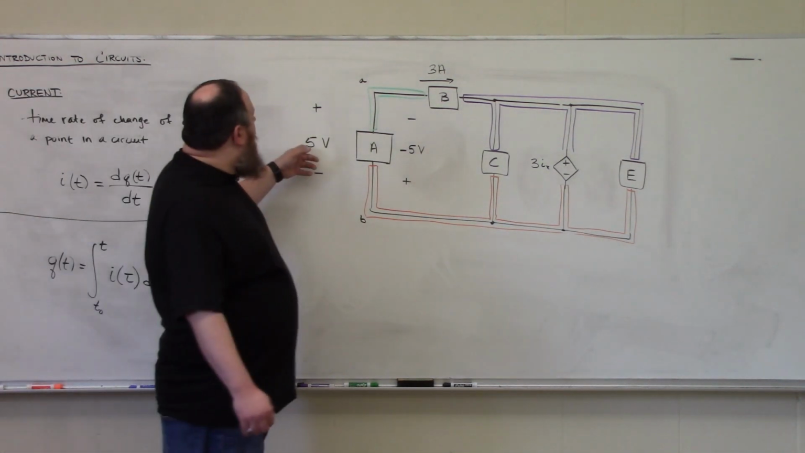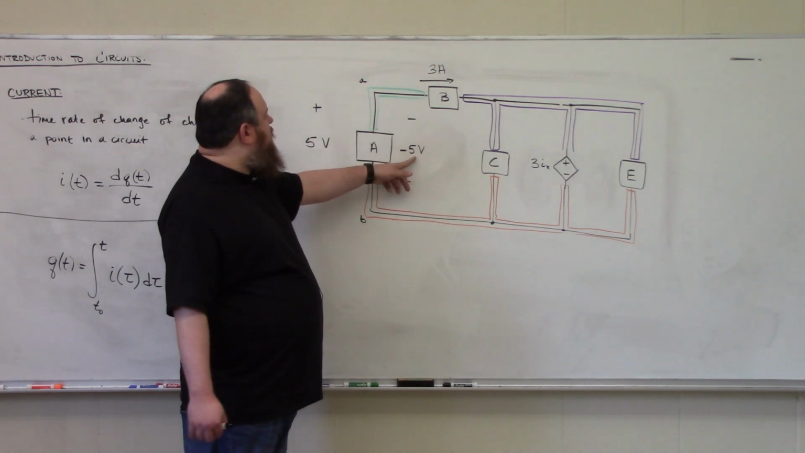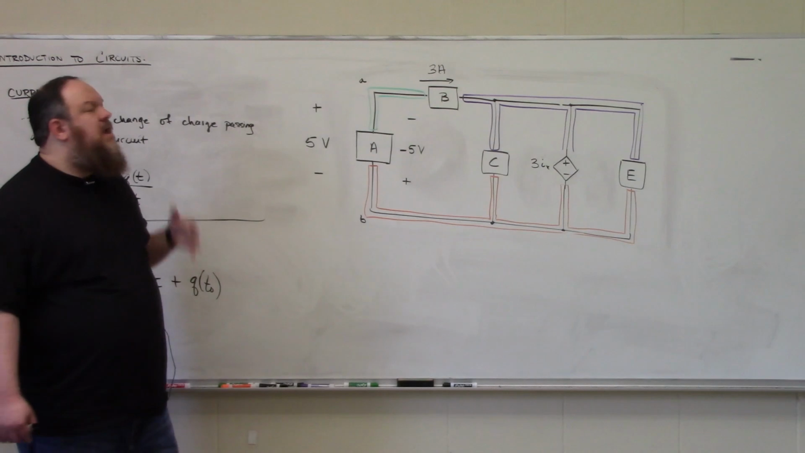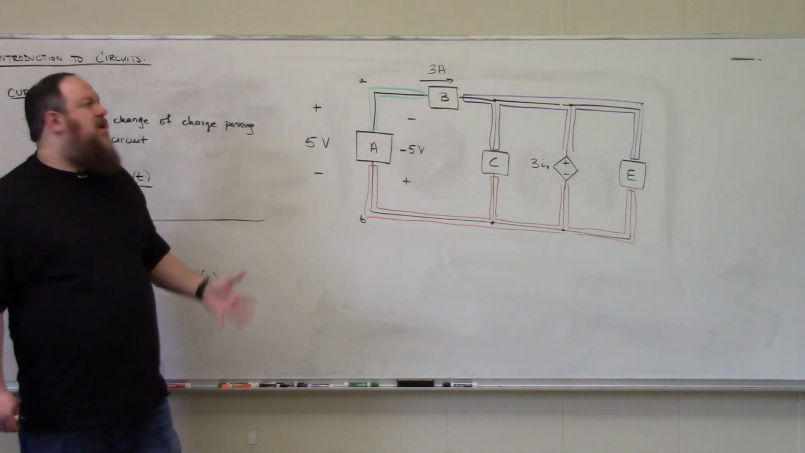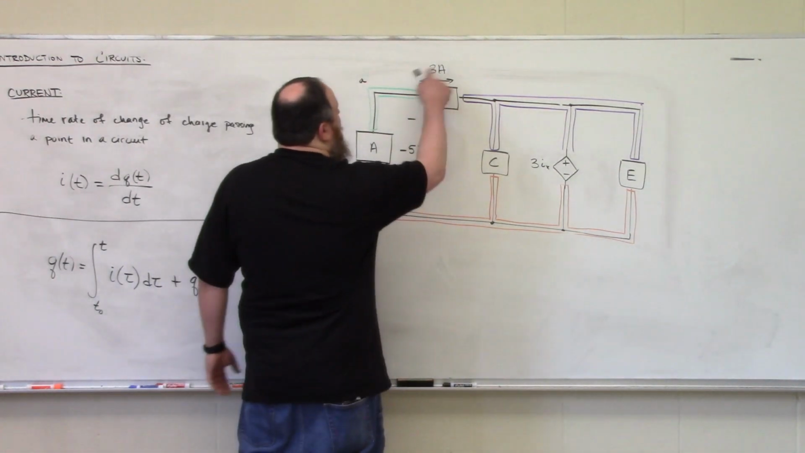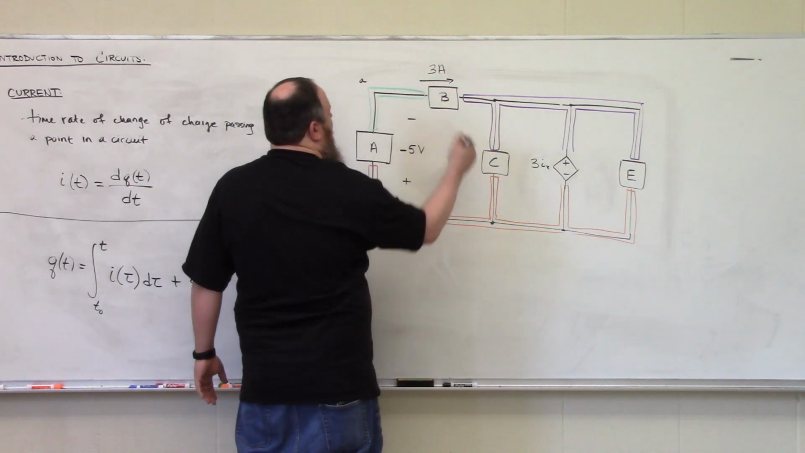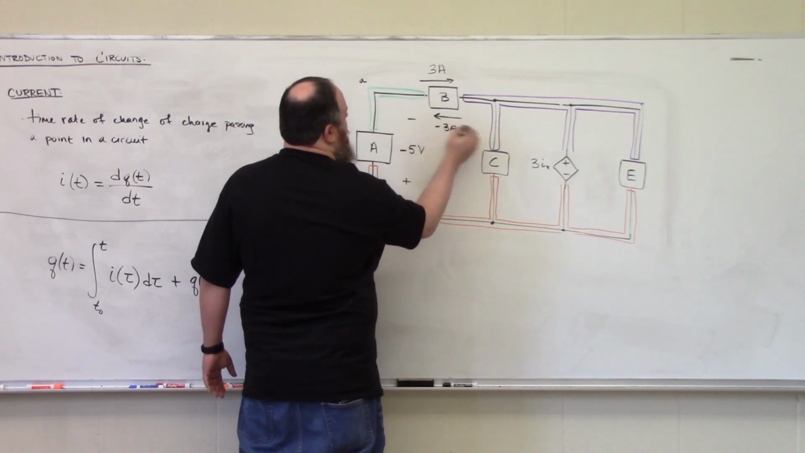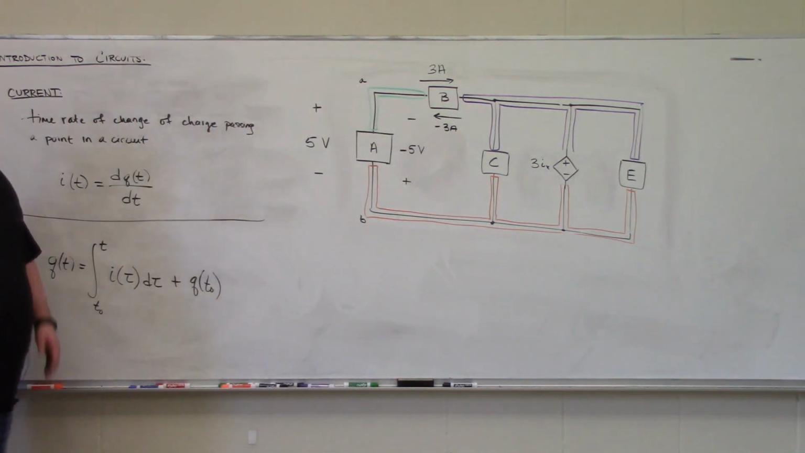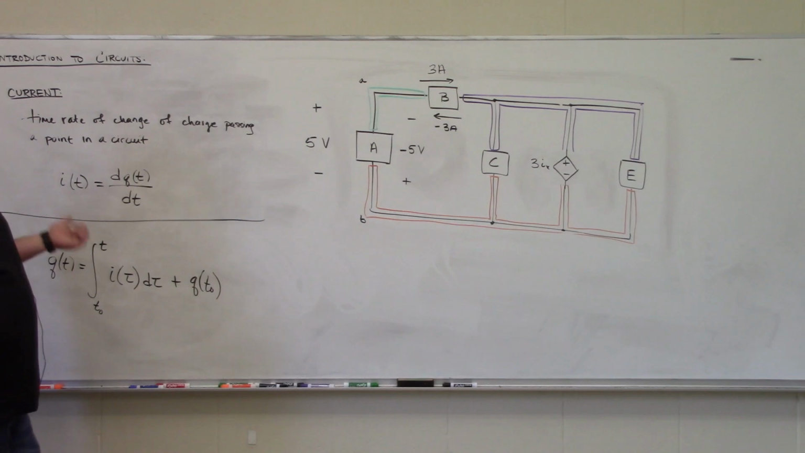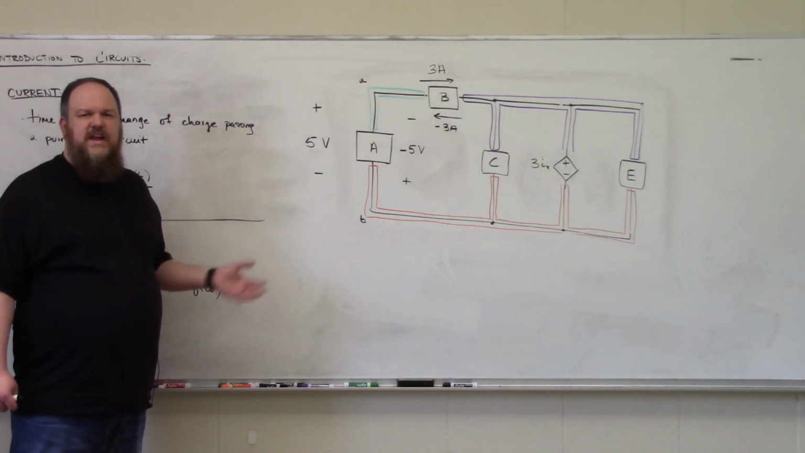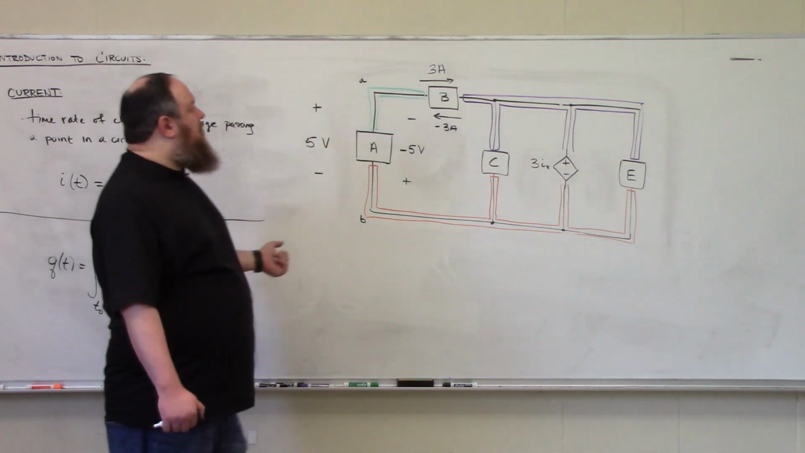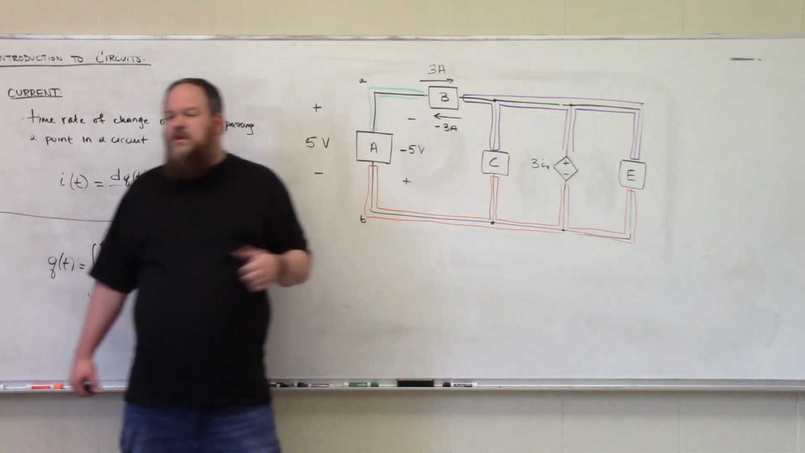Now, we saw that if we had a negative voltage, we can convert it to a positive voltage by changing the polarity and vice versa. And we can do the exact same thing for a current. So 3 amps direction left to right is the same as negative 3 amps direction right to left. So if you ever get a negative value for your current, you can simply change it to a positive value by changing the direction of the current.